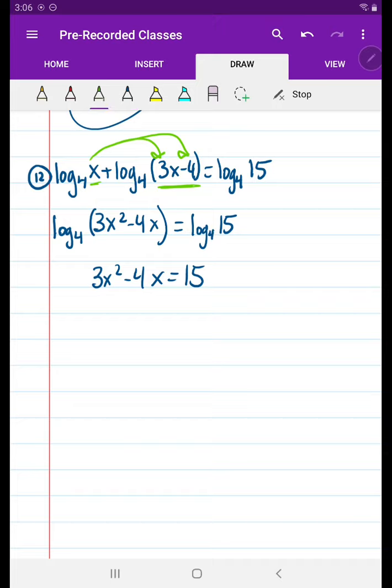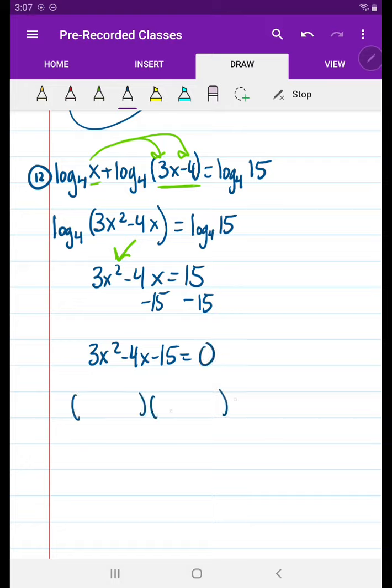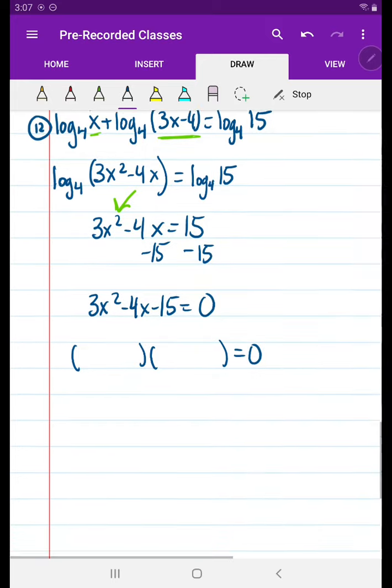So I can tell from this x squared term right here that this is a quadratic, and we need to set it equal to 0 to solve it. So minus 15 from both sides, and I'll get 3x squared minus 4x minus 15 is 0. And this is something that I can factor and solve with first and last.